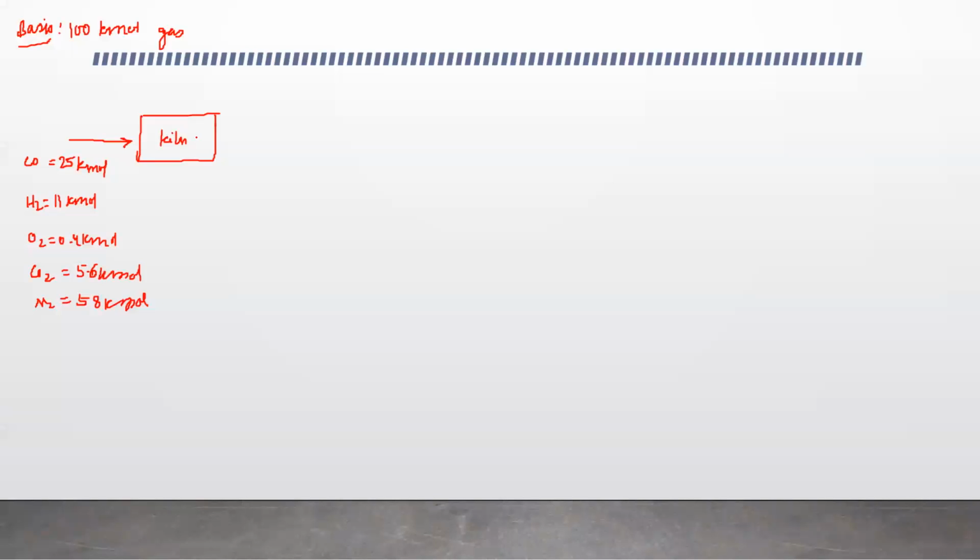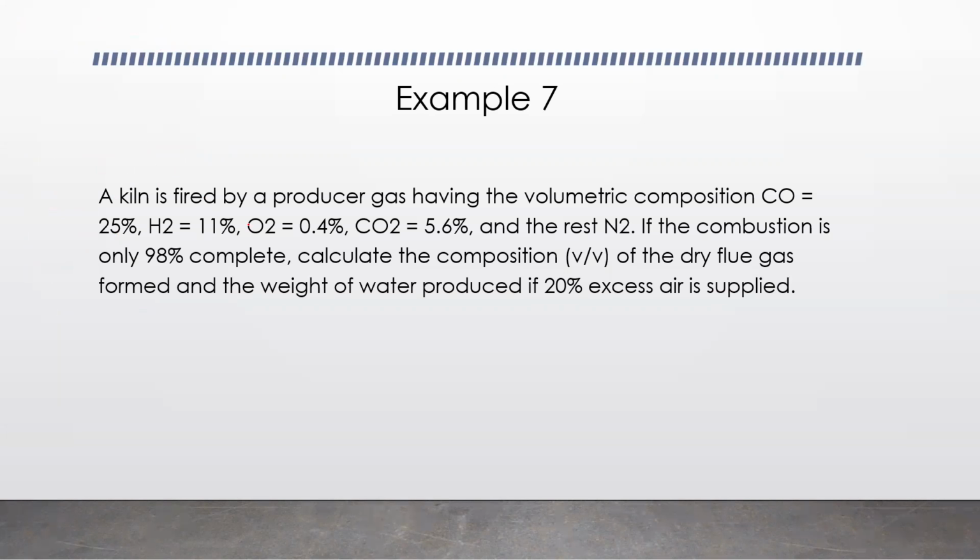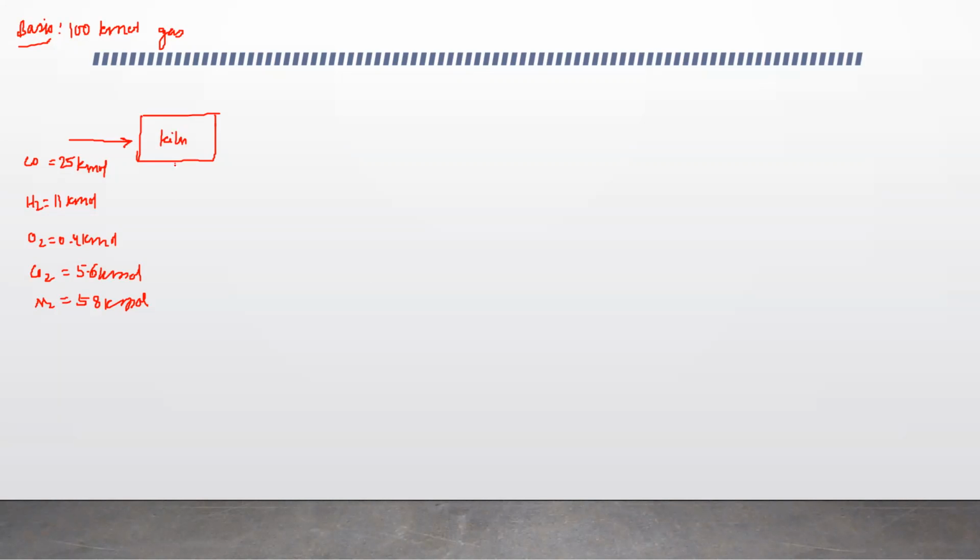Once we have done this, we'll go for anything else that is given. The air is 20% excess. So we have air, which is 20% excess, and over here we are going to get carbon monoxide, carbon dioxide, oxygen, nitrogen, and water.